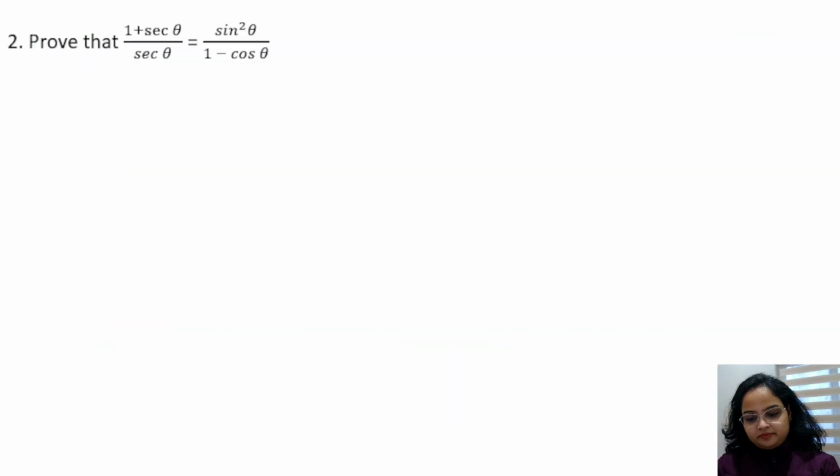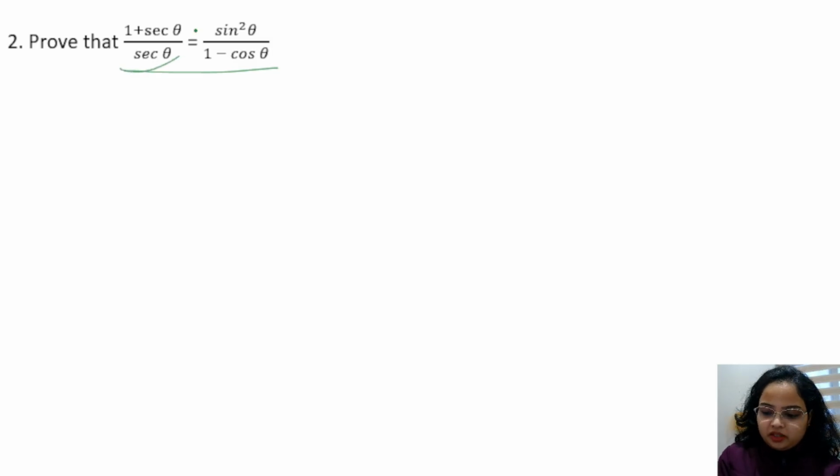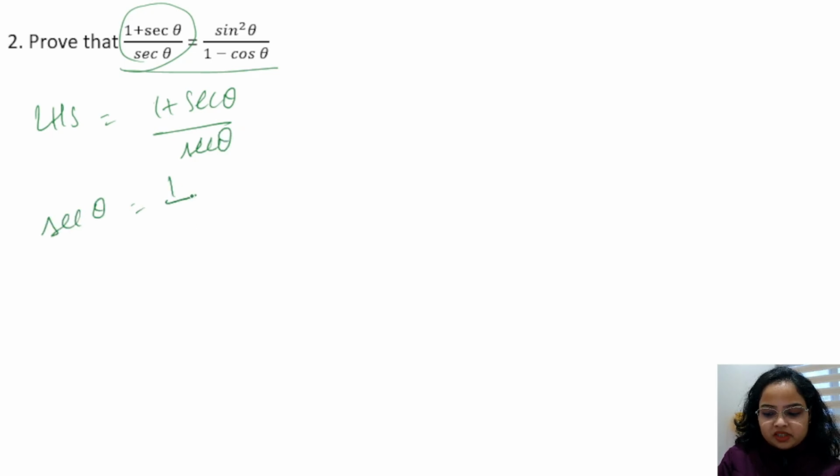So next one, we have to prove that 1 plus secant theta divided by secant theta is equal to sin square theta by 1 minus cos theta. So here in the left hand side, what is left hand side? It is 1 plus secant theta divided by secant theta. What do we know here? Secant theta is equal to the inverse of cos theta, right? So we will just substitute this.